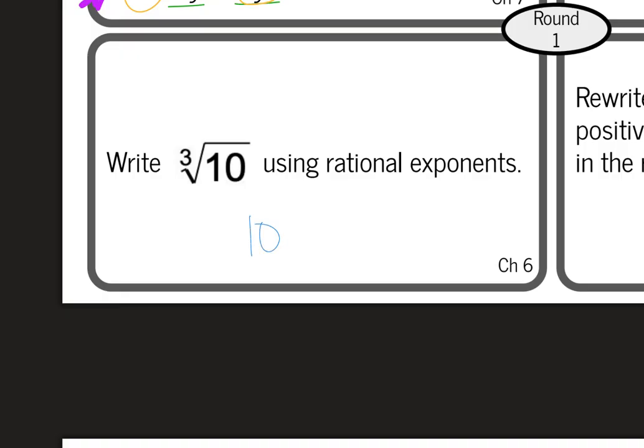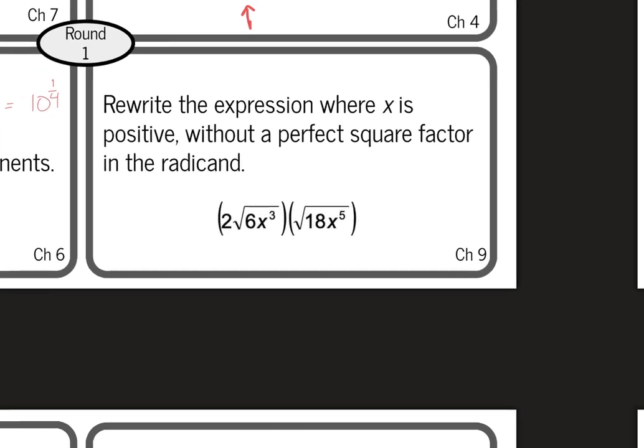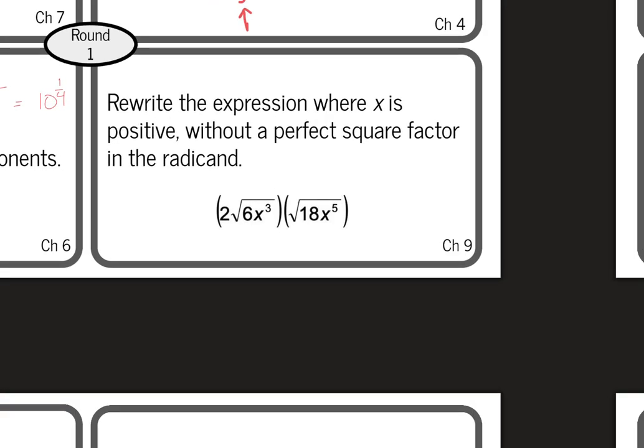Write this using rational exponents. It is simply 10 to the 1/3 power. This index right here, if it was a regular square root, the index is invisible, and it would be 10 to the 1/2 power. If we had a 4th root, it would be 10 to the 1/4 power. I think you get it.